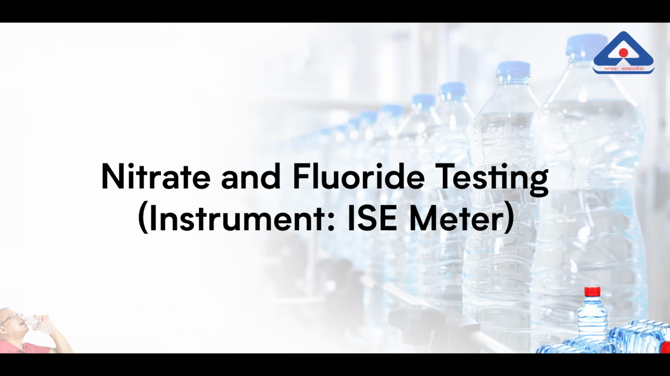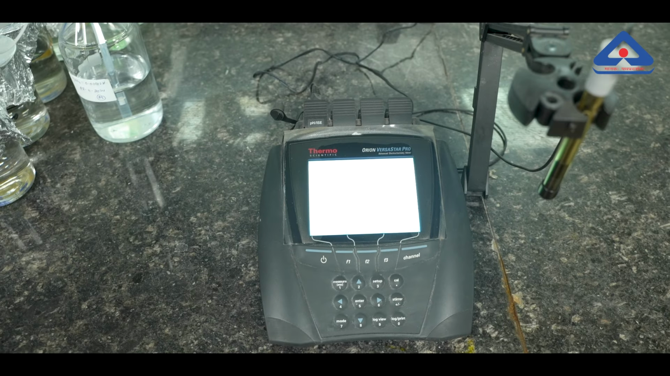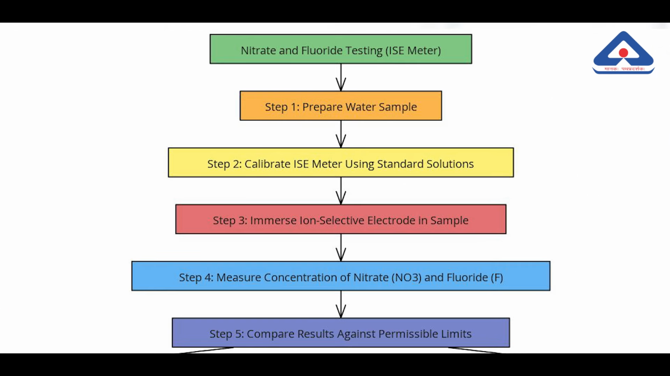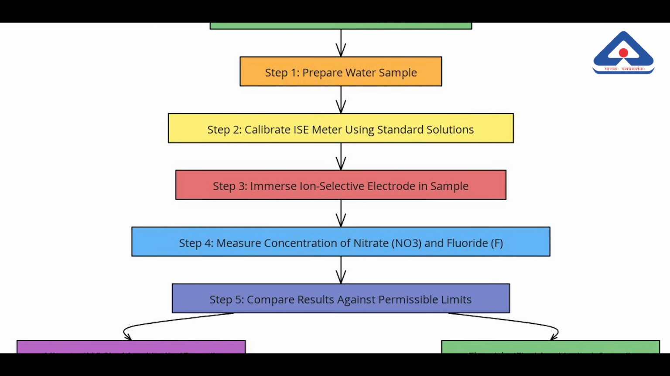Nitrate and fluoride testing. Instrument: ISE meter. Nitrate and fluoride levels in water are tested using the ion selective electrode meter. This instrument measures the concentration of specific ions in a water sample.